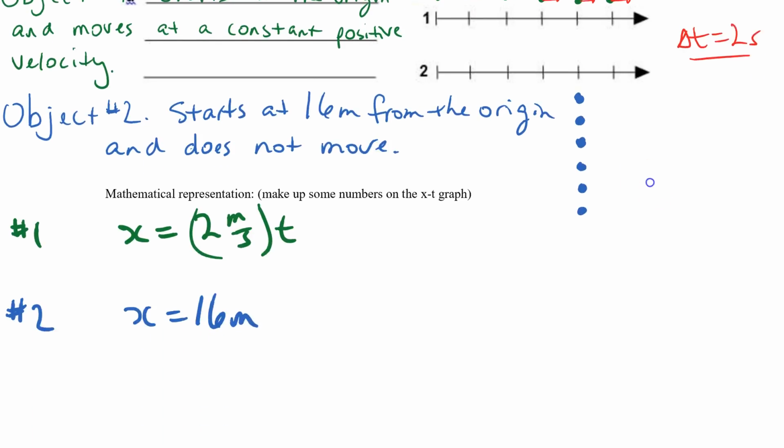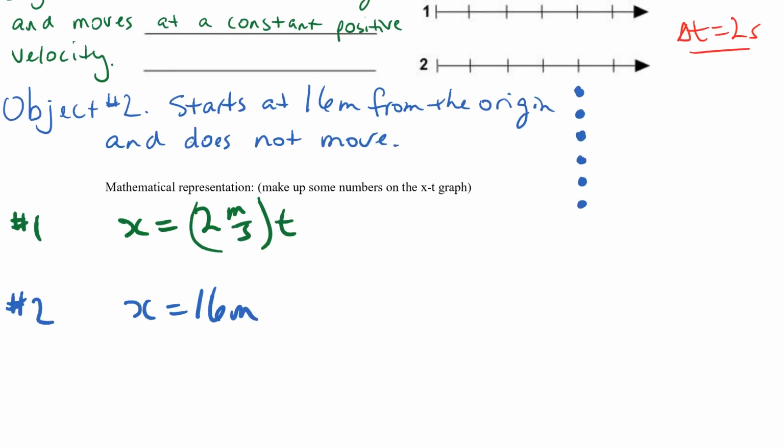For the mathematical representation, for object number 1, and I did it in green, x would be equal to 2 meters per second times time. Since the y-intercept was 0, since it started at the origin, we could write +0, but really you don't have to. For number 2, if you think about y equals kx plus b, for object number 2, this slope was 0, so really that turns into 0, and you get x equals 16 meters.